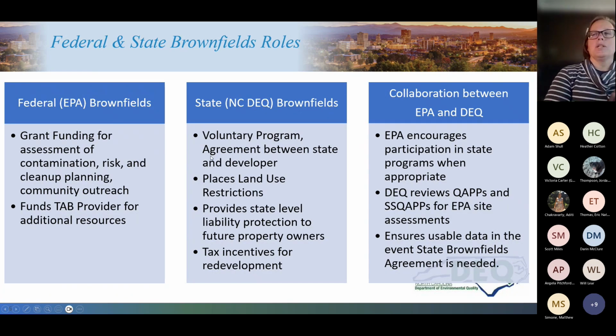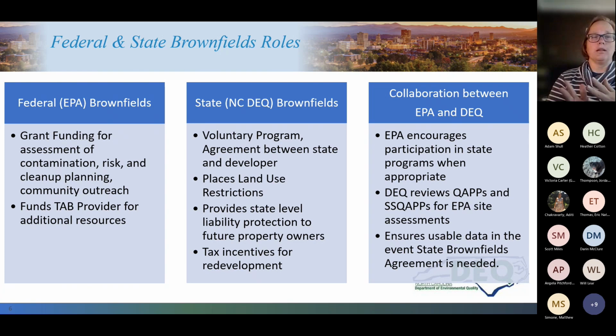So we talked about 3 different sites. 2 of those sites, Pembroke Oil and Beaufort Marine, are actually already in the state Brownfields program. Smoot Tannery is not yet. Certainly it has the potential to come into the state program, but I did want to talk a little bit about the difference between federal and state.